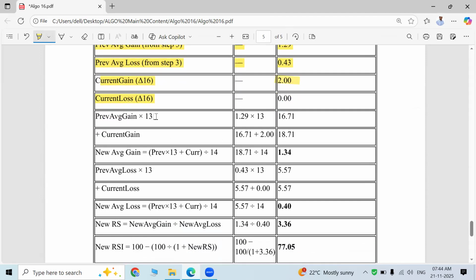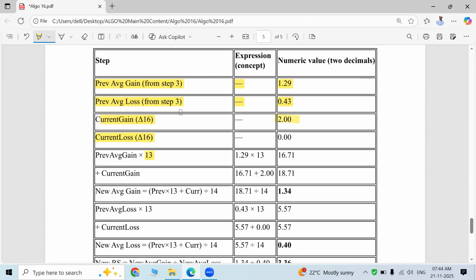So previous gain multiplied by 13. Why 13? Because we are going beyond 3 steps. The ending was 15, and we are going back to the third step from there: 14, 15, 14 and 13. So previous average gain multiplied by 13 comes out to be 16.7, and the current gain is 2. So this 16.71 plus 2 is 18.7.